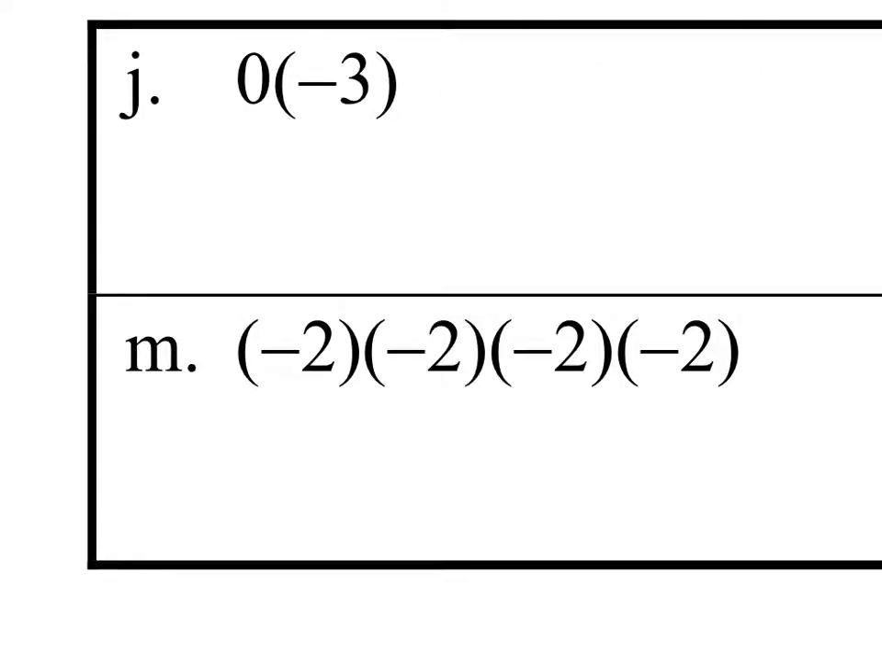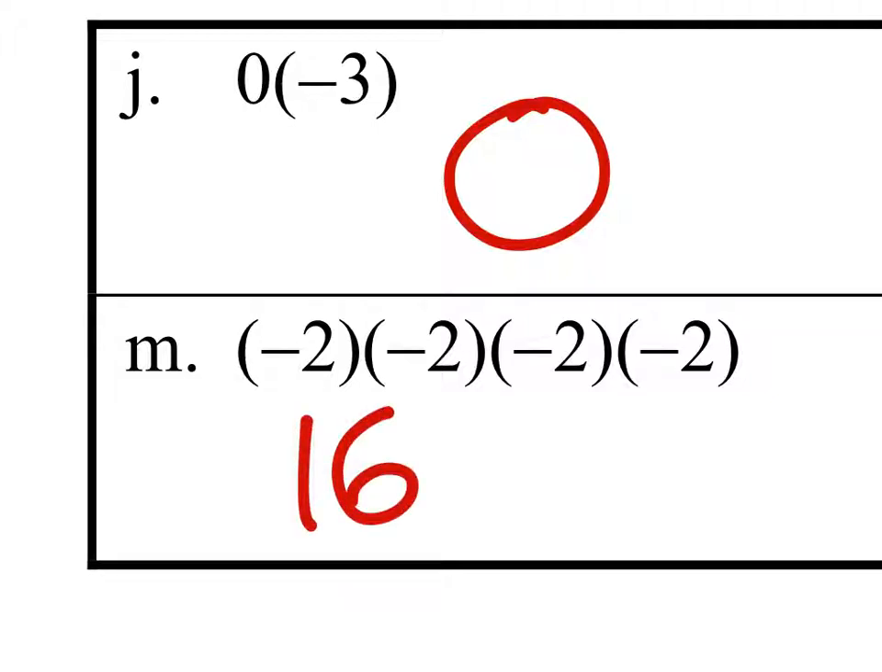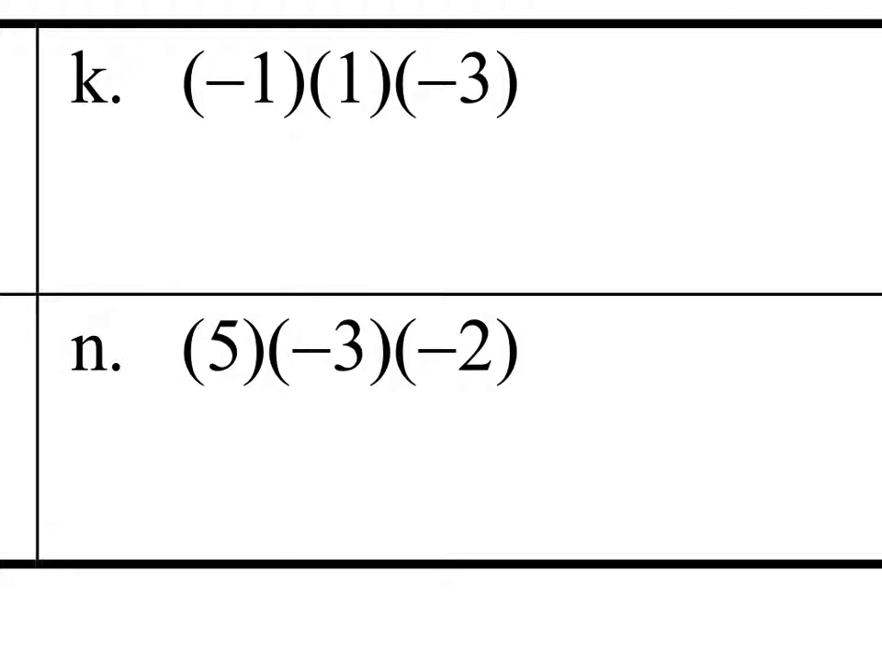All right, here's 2 more for you guys to try. Now, if you're still working on them, that's fine. Who will tell us the answer for J? 0. Nice. And this one's a little different because of all the negatives, right? Who will tell us the answer? 16. Positive or negative? Positive, right? Because there's an even number of negatives. Take a moment and try these 2 as well.